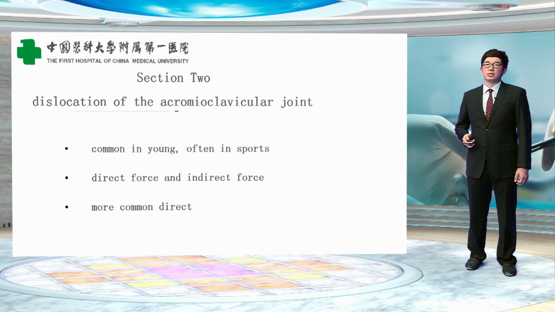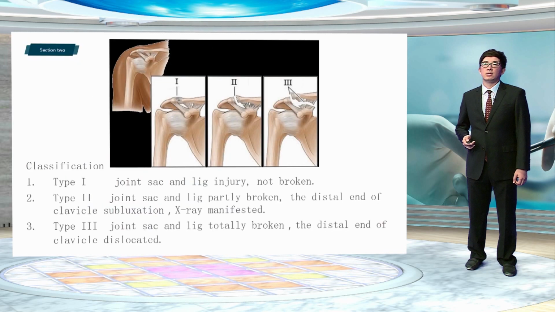Section 2, dislocation of the acromioclavicular joint. It happens commonly in young people, often in sports. It is always caused by direct force or indirect force, and more commonly by direct force.